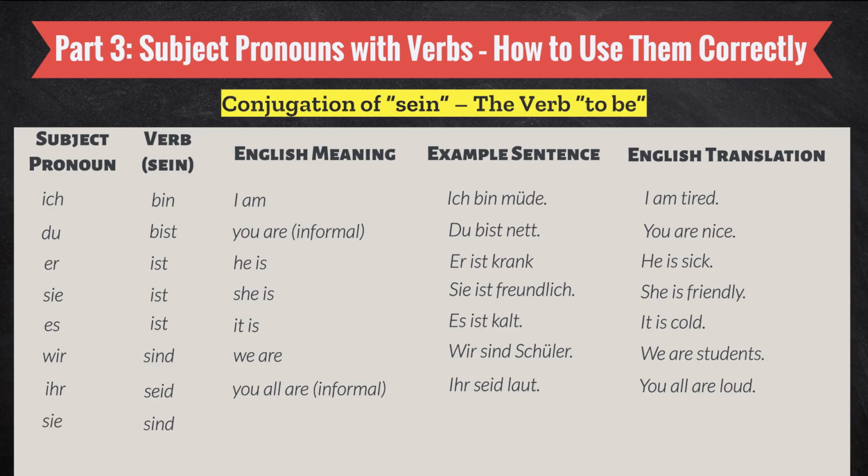Sie sind when written with a small s. Sie means they. We use the verb form sind. Example. Sie sind hier. That means they are here.